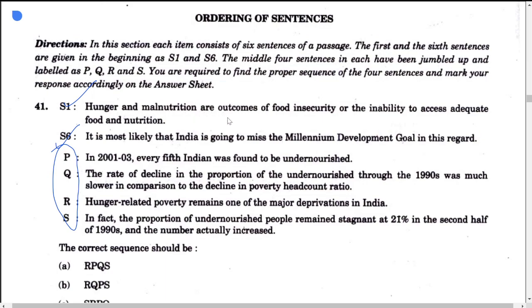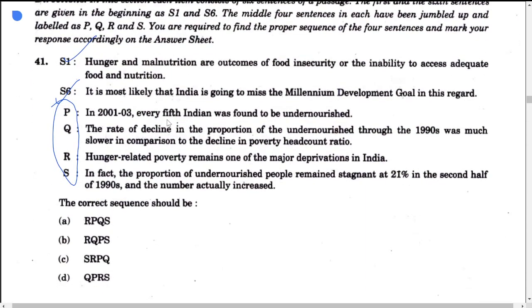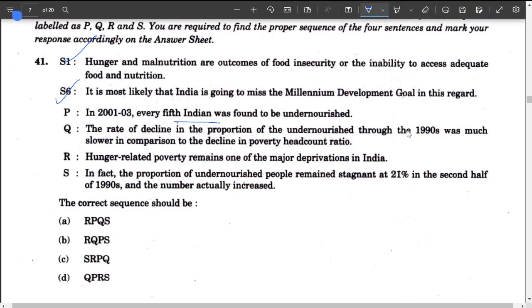Hunger and malnutrition are outcomes of food insecurity or the inability to access adequate food nutrition. Let us check with this. Okay, look at this. In 2001-3, every fifth Indian, directly Indian is introduced here. That cannot be used in the introductory statements. Let us check for the next one. The rate of decline in the proportion of the undernourished through the 1990s was much slower in comparison to the decline in poverty headcount ratio. Let us check the next one. Hunger related poverty remains one of the major deprivations in India. Here, this is the introduction. Okay, that means we have to go with R.